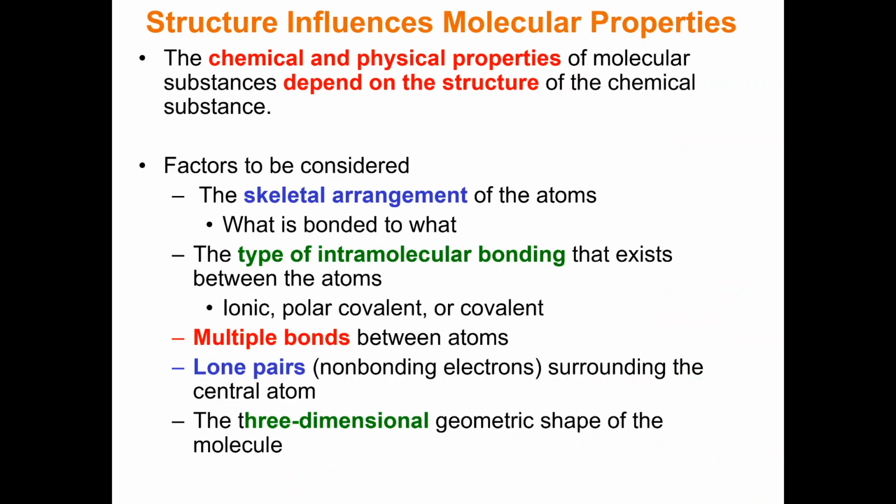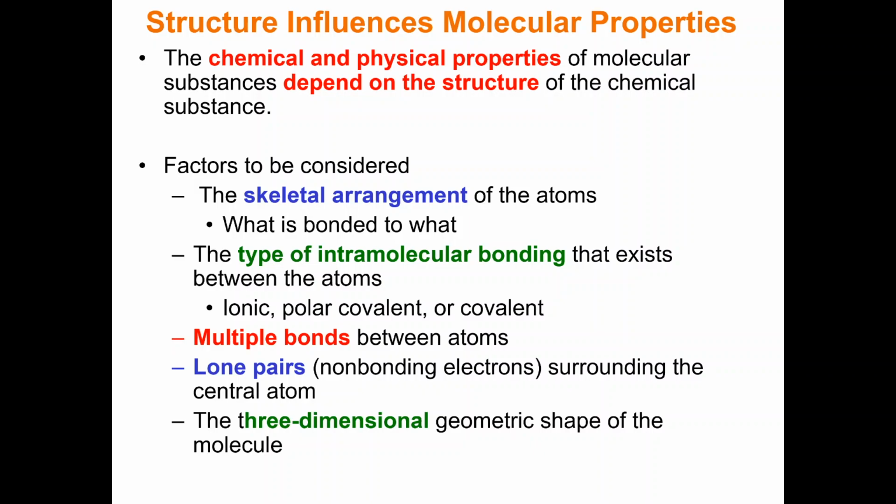So structure influences molecular properties. The chemical and physical properties of molecular substances depend on their structure. Of course they do. A lot of reactivity is based around what electrons are accessible to other atoms or other molecules. So this can be the skeletal arrangement, in other words, just how are they bonded? It could be the type of bonding. So is it ionic bonds, polar bonds, covalent bonds? Do they have multiple bonds, for instance?